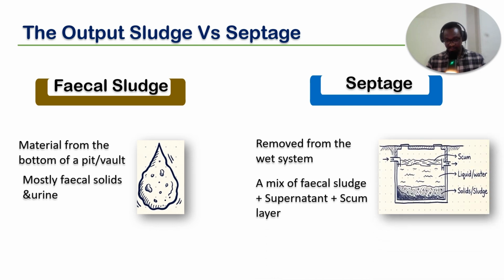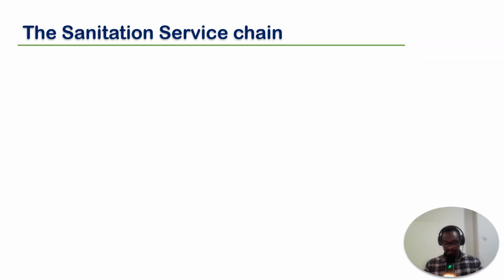Now, for the septage part, we're looking at wet systems. In this case, we're talking about a mix of sludge, the supernatant and scum layer, like earlier explained. So this now gives you an overview of the output of what comes out of each system.